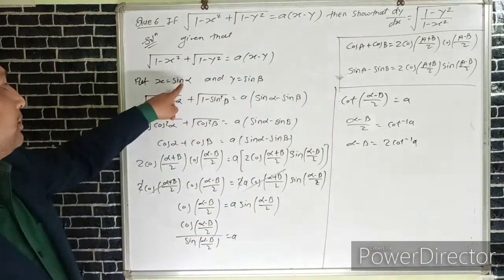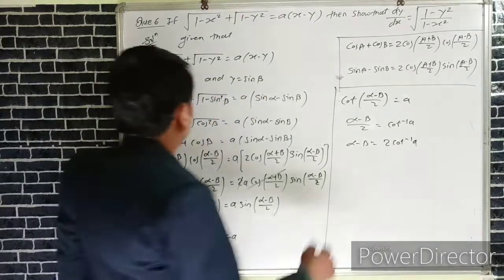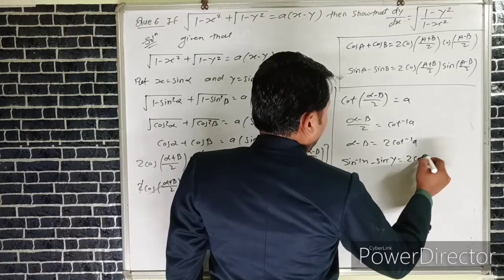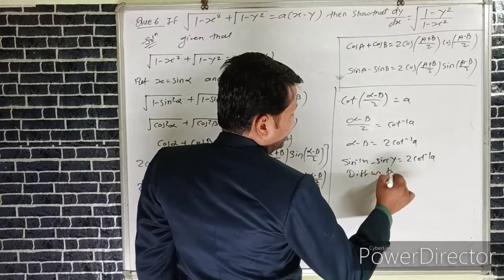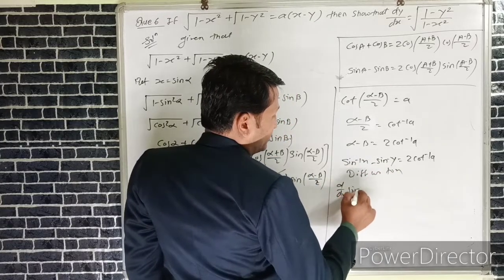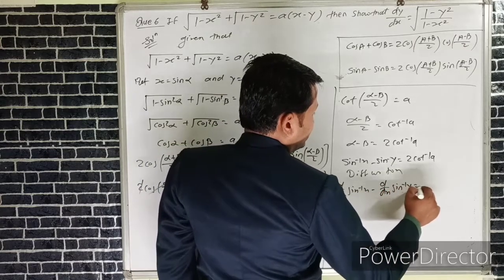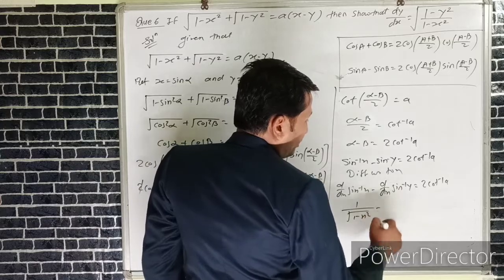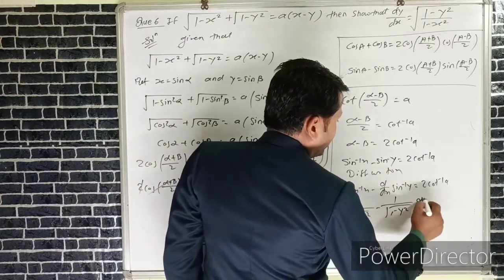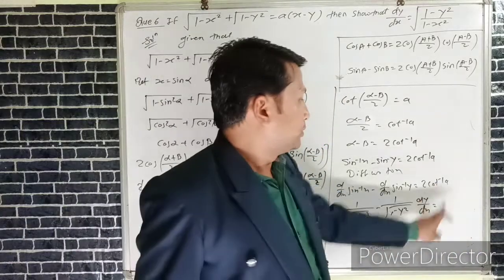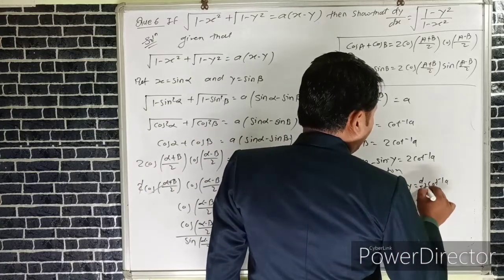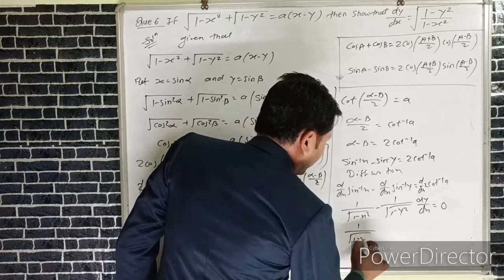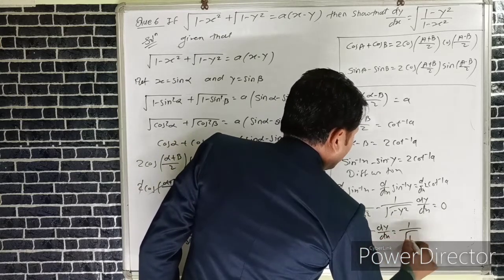We know that α = sin⁻¹x and β = sin⁻¹y. Hence we can write sin⁻¹x − sin⁻¹y = 2 cot⁻¹(a). If we differentiate the given function with respect to x, then we get the derivative of sin⁻¹x minus the derivative of sin⁻¹y equals the derivative of 2 cot⁻¹(a). The derivative of sin⁻¹x is 1/√(1 − x²). The derivative of sin⁻¹y is 1/√(1 − y²) · dy/dx. The right side, 2 cot⁻¹(a), is a constant function, and the derivative of a constant is 0. If we shift this term to the right side, then 1/√(1 − y²) · dy/dx = 1/√(1 − x²).